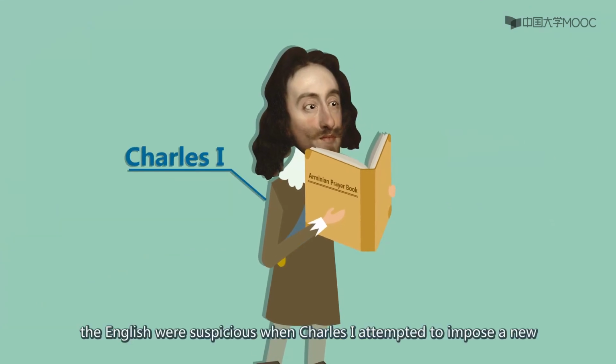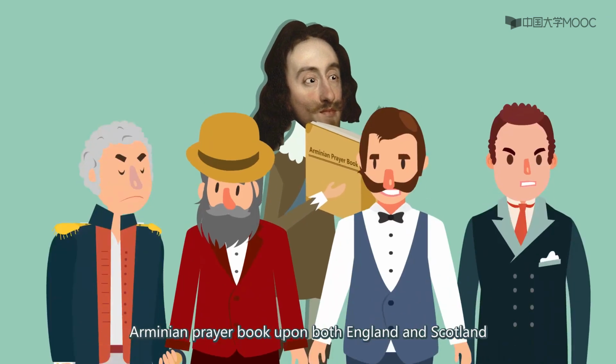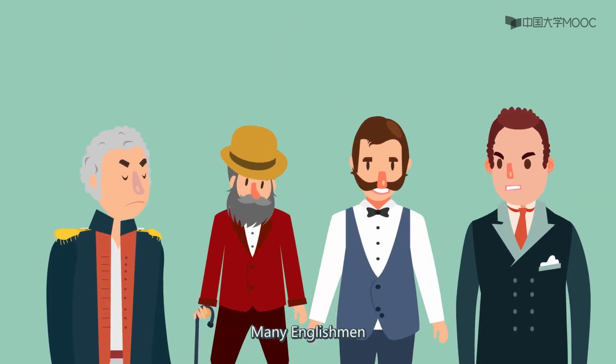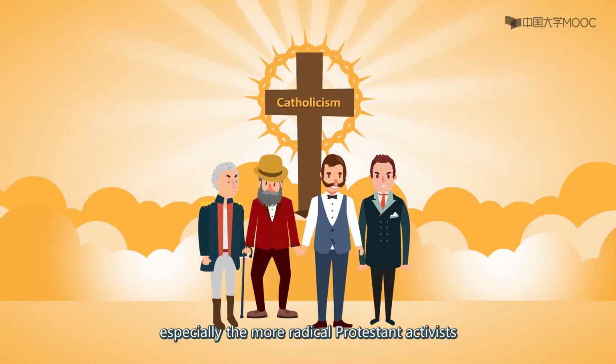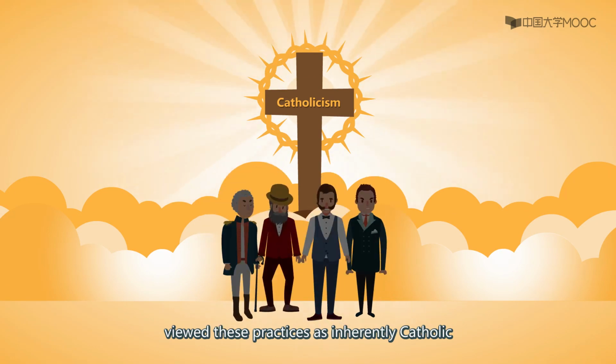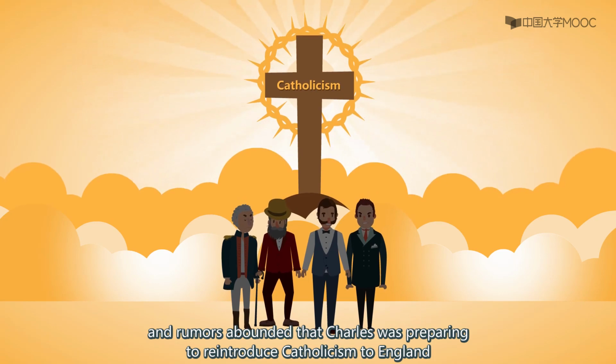As a result, the English were suspicious when Charles I attempted to impose a new Arminian prayer book upon both England and Scotland. Many Englishmen, especially the more radical Protestant activists, viewed these practices as inherently Catholic, and rumors abounded that Charles was preparing to introduce Catholicism to England.